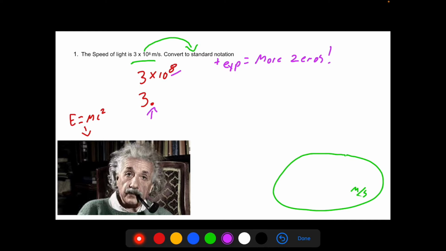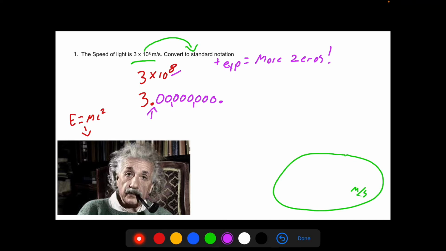So there's 2 ways to do this. I can add 8 zeros. 1, 2, 3, 4, 5, 6, 7, 8. And then my new decimal place is right here. I put in my commas and easy peasy.